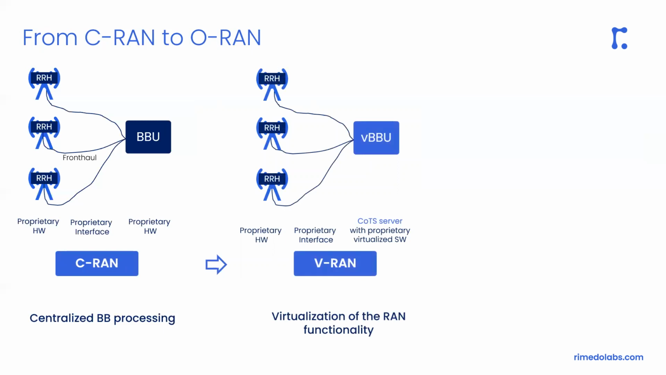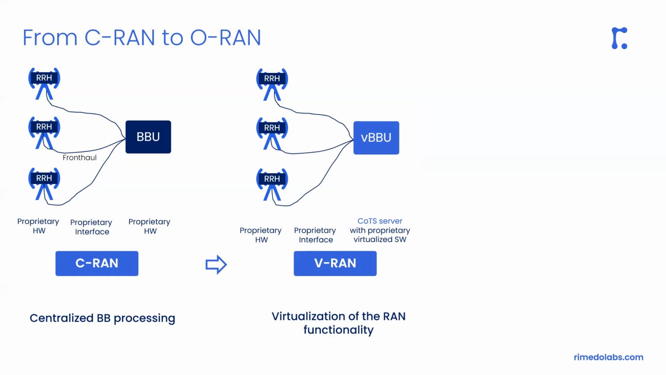Then we moved to the vRAN, or virtualized RAN. The concept is the same. It's also sometimes called the Cloud RAN. Basically, what it means is that the centralized BBU is now virtualized. So we put it on proprietary software, but on a commercial off-the-shelf server. So the functionality of the base station in the baseband unit is now virtualized, but we still have a proprietary interface. We still have the proprietary hardware.